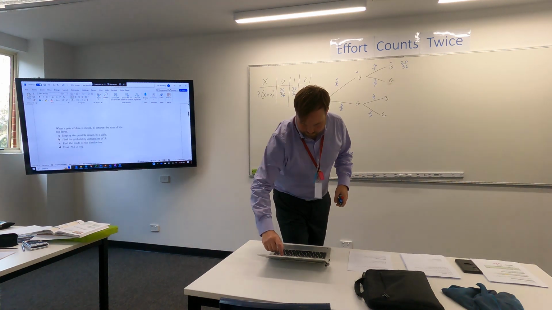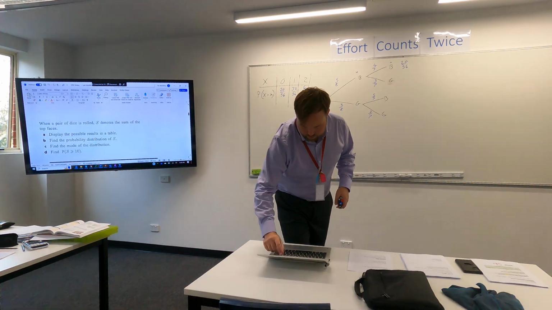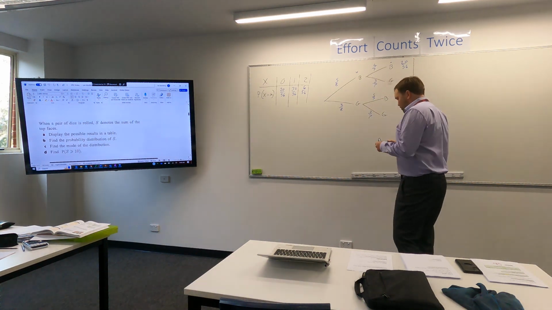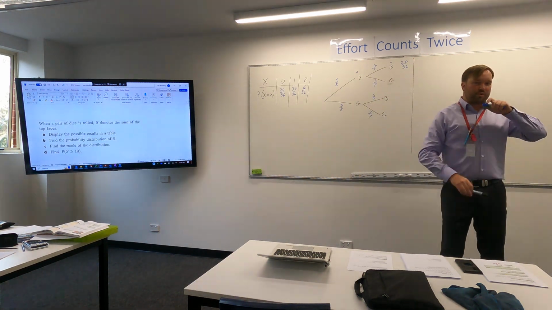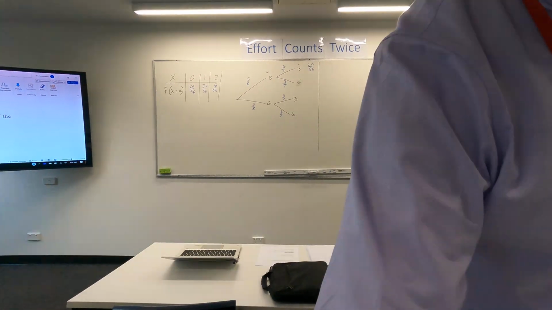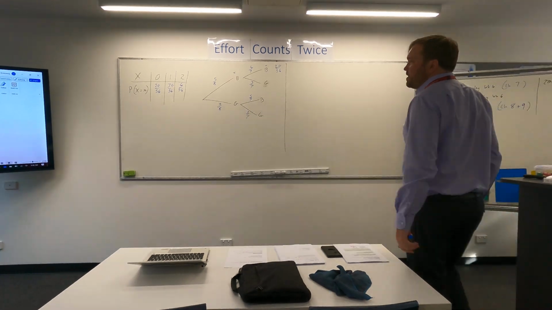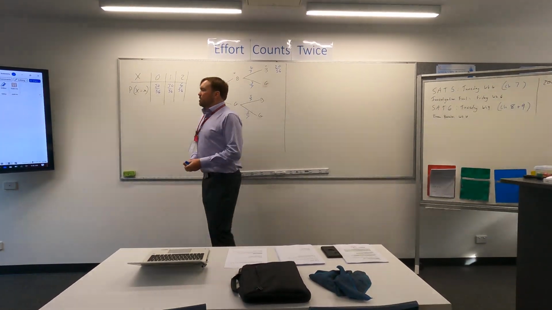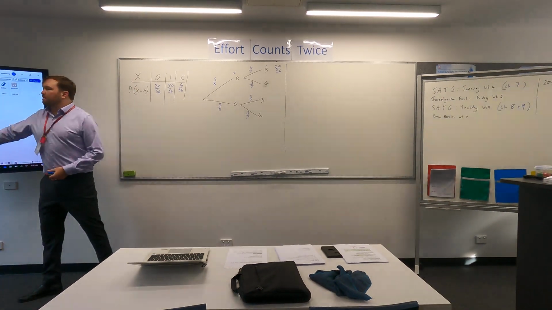This next one is not a tree diagram one. You could do a tree diagram, but it'd be quite messy. A pair of dice are rolled. S denotes the sum of the top faces. Display the possible results in a table.